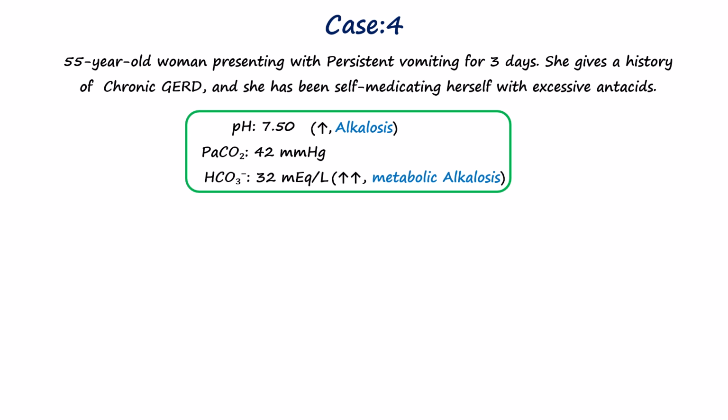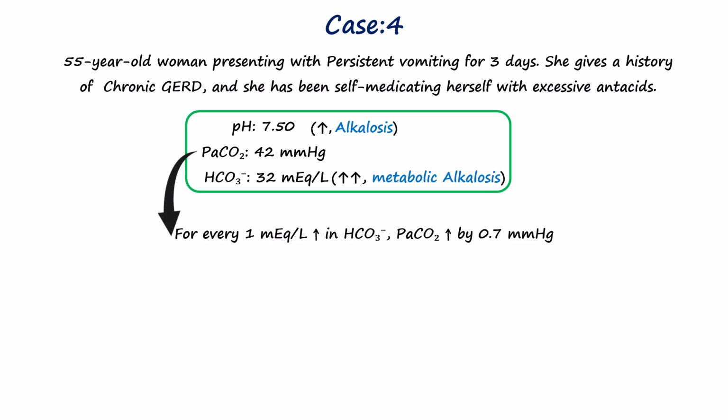Her electrolytes also showed hypokalemia and hypochloremia, which are classic electrolyte findings in vomiting, reflecting loss of hydrochloric acid and potassium from gastric secretions. I have not mentioned those reports here though. Now, because of alkalosis, there should be respiratory compensation through hypoventilation to raise volatile acid carbon dioxide. In metabolic alkalosis, for every 1 mEq per liter rise in bicarb, PaCO2 is expected to rise by 0.7 mmHg, and it's given by this formula.